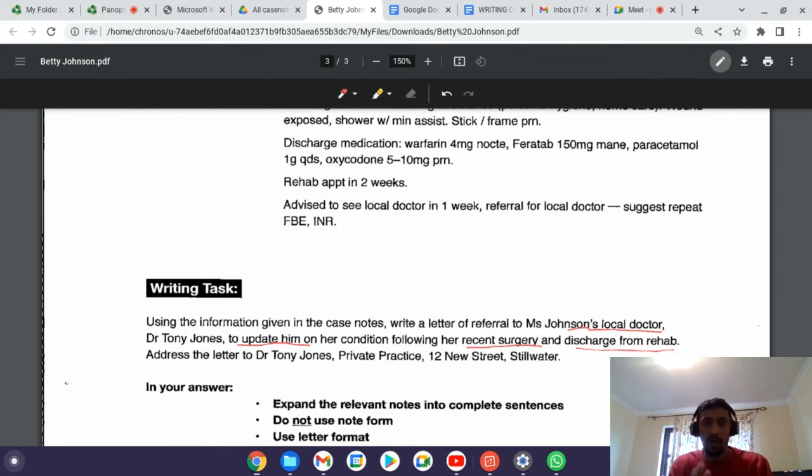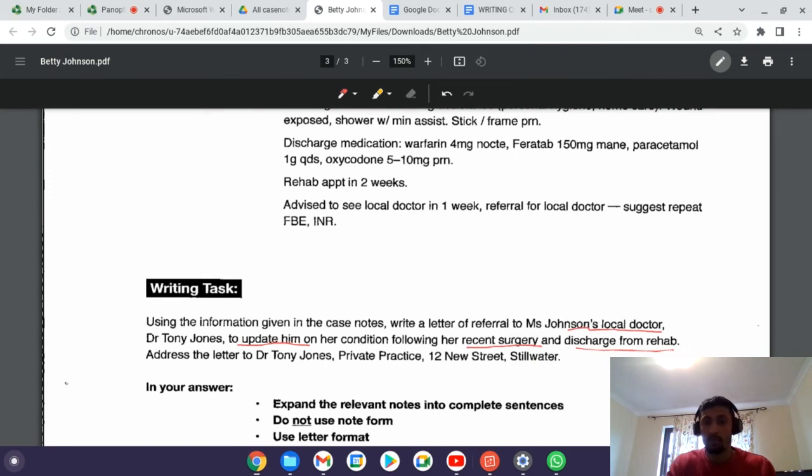You are saying you want to update the patient's condition because the patient had a recent surgery and had rehabilitation as well. So you're going to read your case note and understand what surgery the patient had, what kind of rehabilitation was done, and why the patient's own GP needs an update regarding Miss Johnson. That is the question you have to answer in your letter. That's why you're going to write a letter.